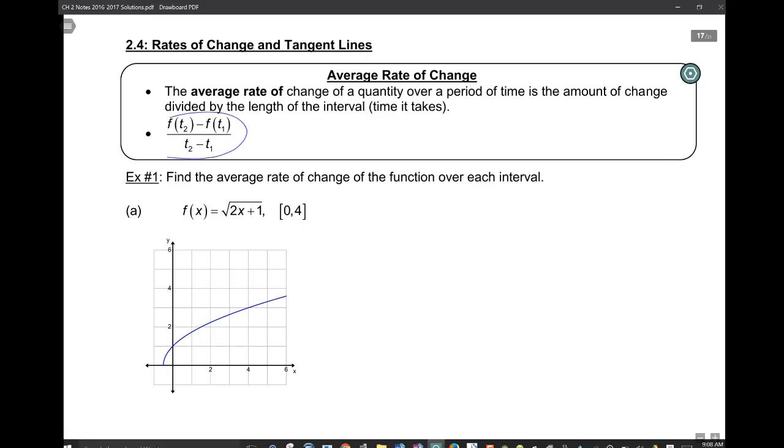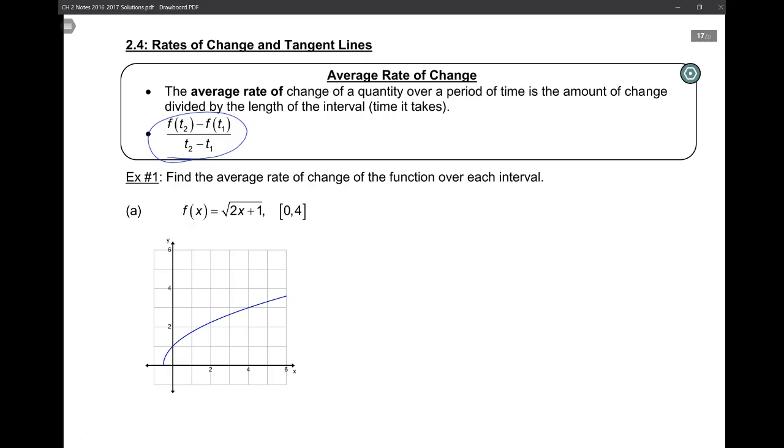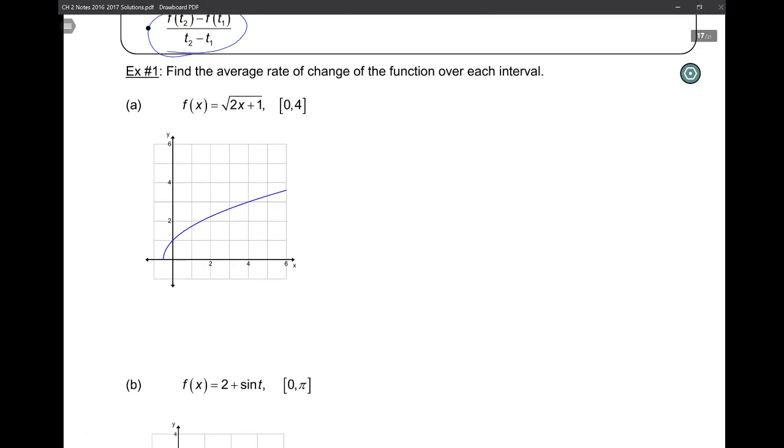And this is the same equation that we worked with before. So average rate of change can be applied to various things. It doesn't have to be speed. We can look at the average rate of change of this function. So here we have square root of 2x plus 1, and we want to find the average rate of change from 0 to 4. So we want f of 4 minus f of 0 over 4 minus 0.